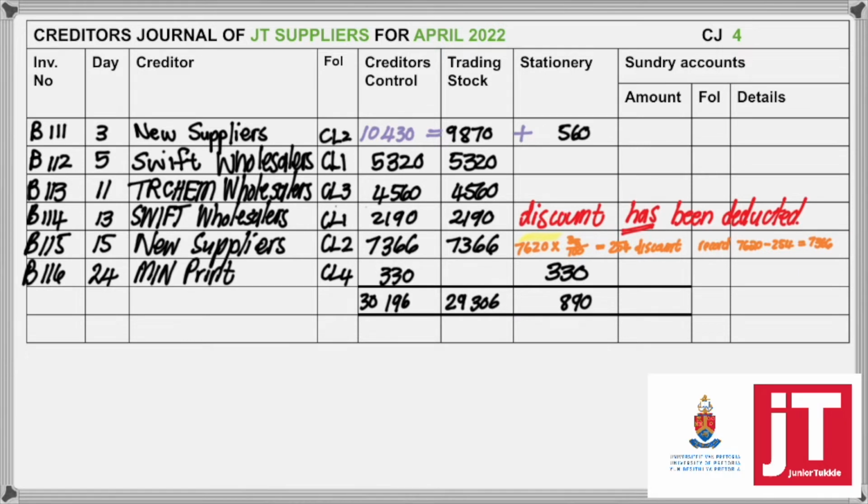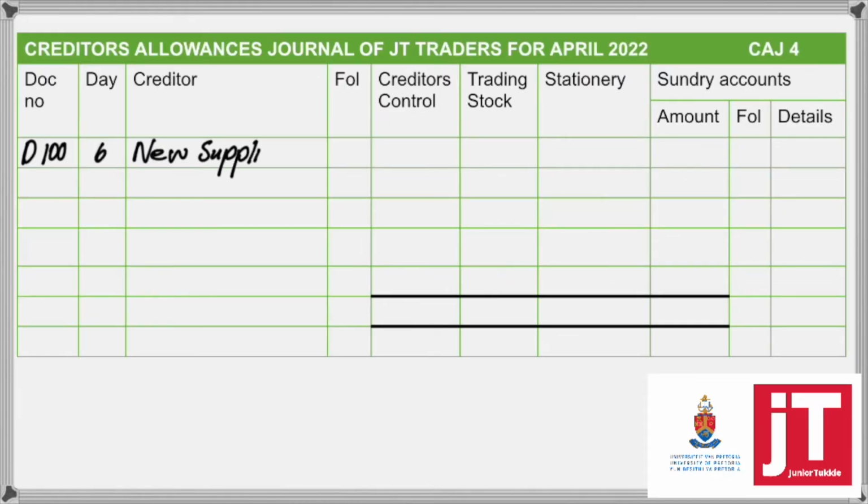Then we are going to look at the creditors allowance journal. So the first allowance transaction said on day 6 that we returned stock for 410 Rand and stationery for 50 Rand, issued a debit note D100. So if we have trading stock of 410 and stationery 50, the total on the debit note is the two added together, and that's how I get the 460 Rand.